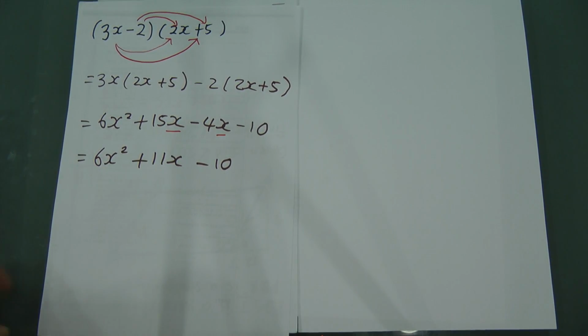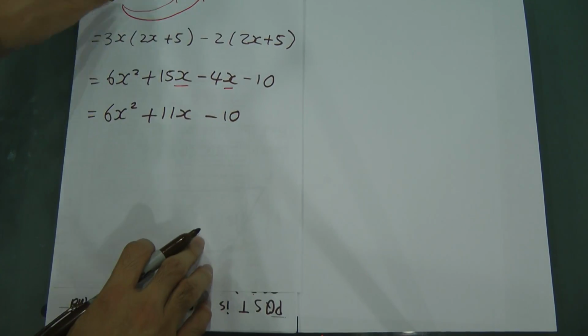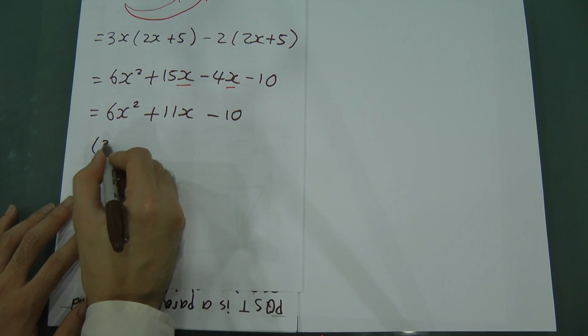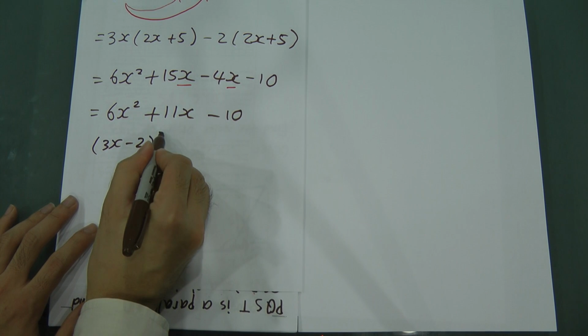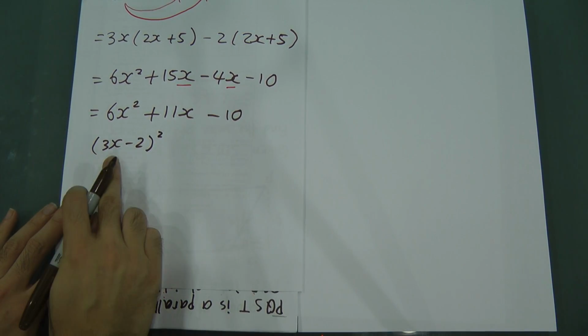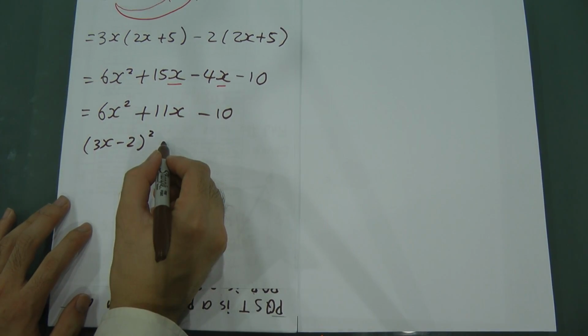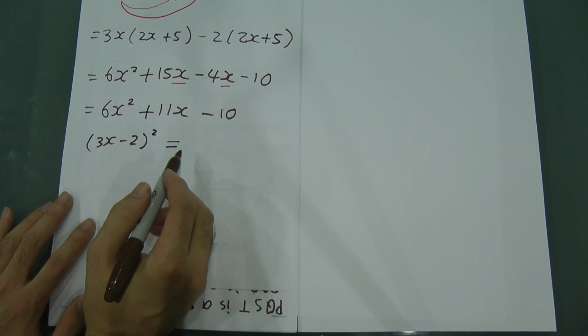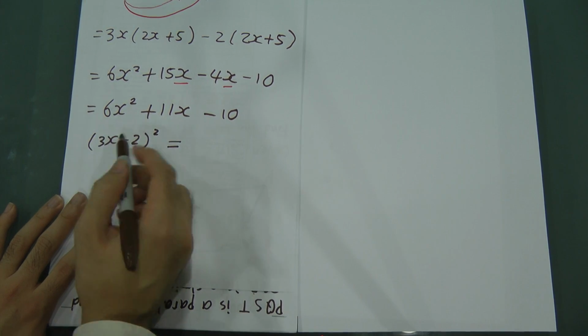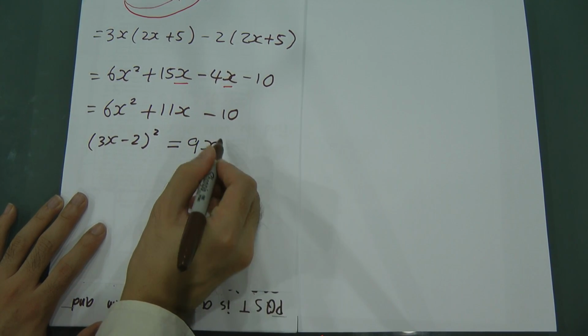Okay? Of course, sometimes you have something to multiply like this, like (3x minus 2) squared. If you have (3x minus 2) squared, the common mistake most students make is that when they see square, they straight away square the first term, and they get 9x squared.